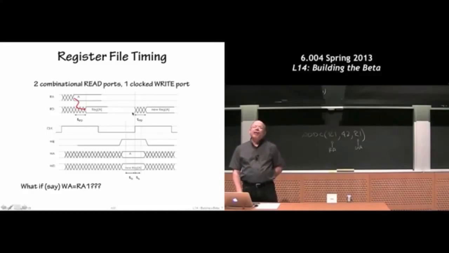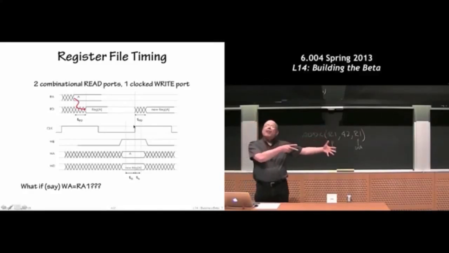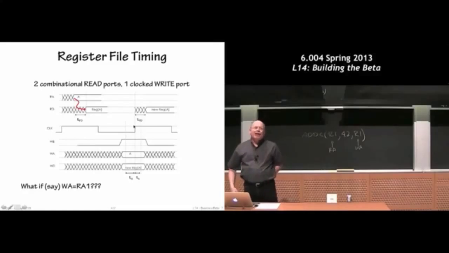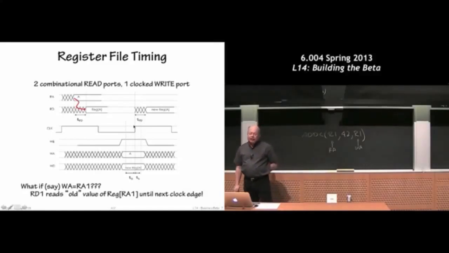It could be the register we're reading out of. And there's no confusion because the write happens right at the rising edge of the clock. So at the beginning of the cycle, we're reading out the old information. And at the end of the cycle, we're writing back in the new information. And it's okay if it turns out to be the same location as before.